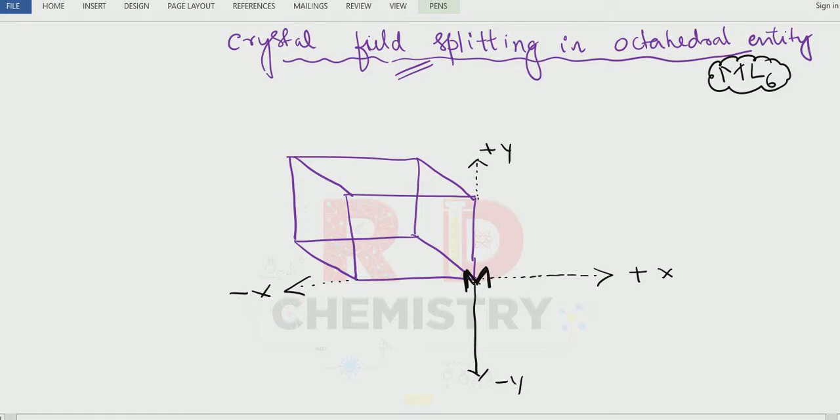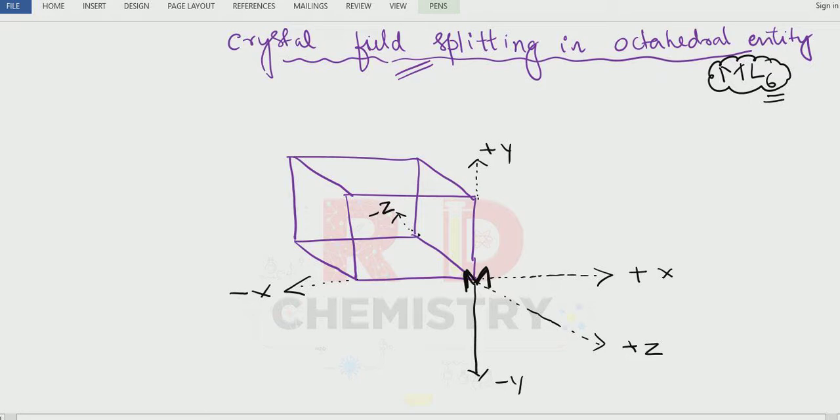Okay, and perpendicular to this one we have plus z, and let it be minus z. I said there are 6 ligands. Now where are the 6 ligands? The 6 ligands approach the central metal atom along the 6 axes. When I say 6 axes, plus and minus, put them together.